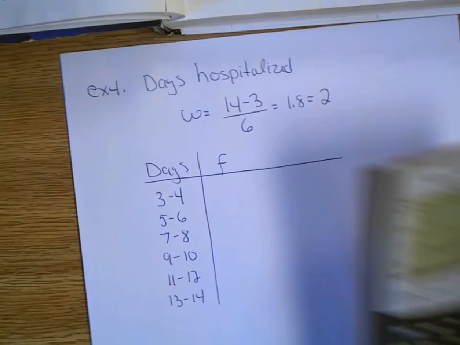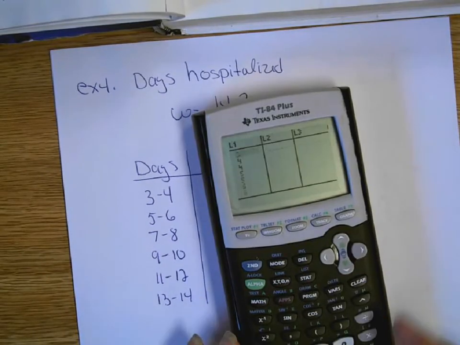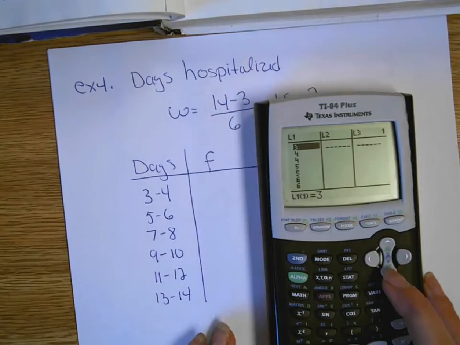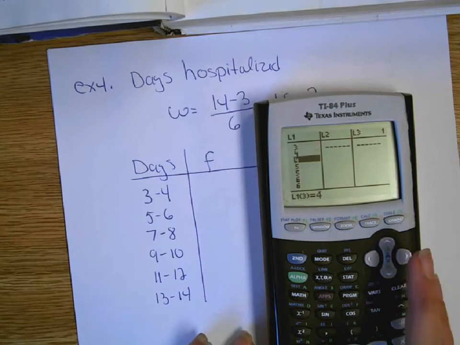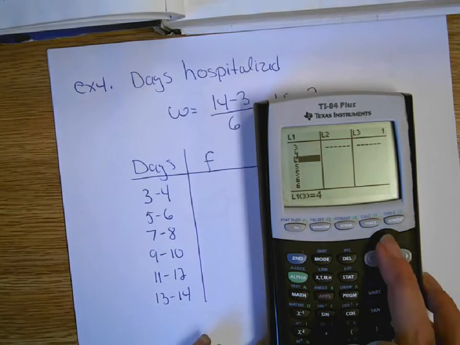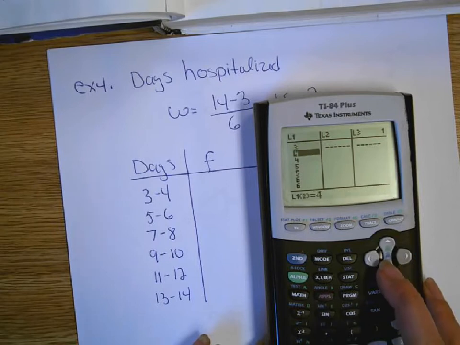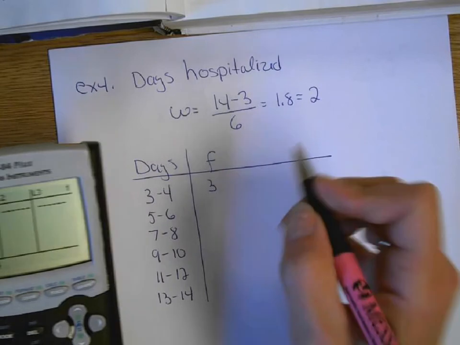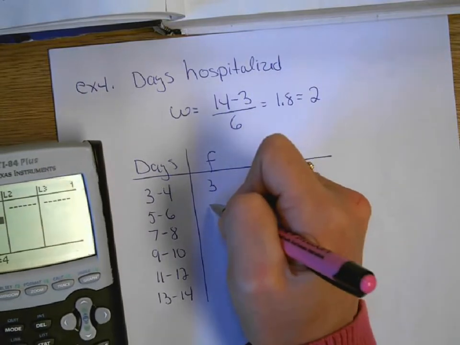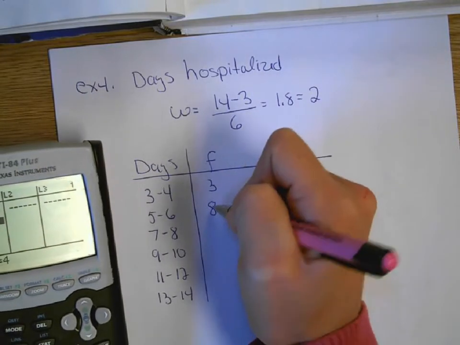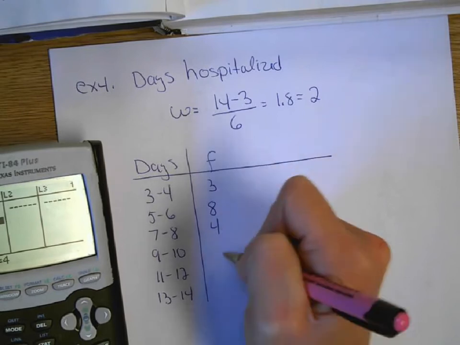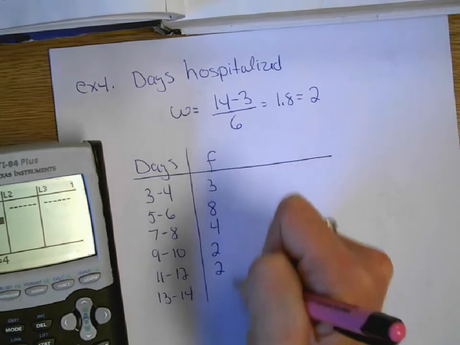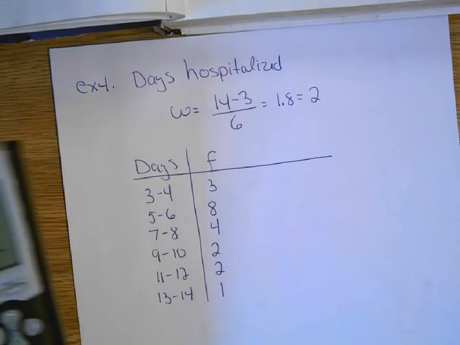And now the frequencies. Remember, all you've got to do, I did sort them already. So the 3s and 4s, whoops, I see 3 of them. 5s and 6s, I counted 8. 7 and 8s, there were 4, then 2, 2, and 1.